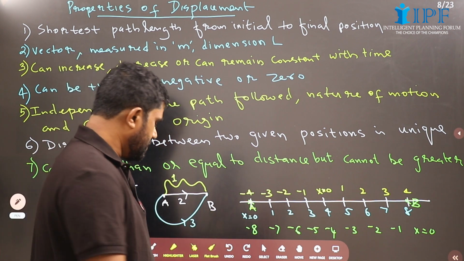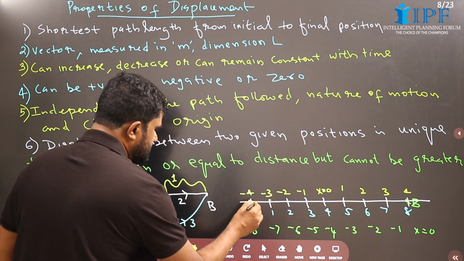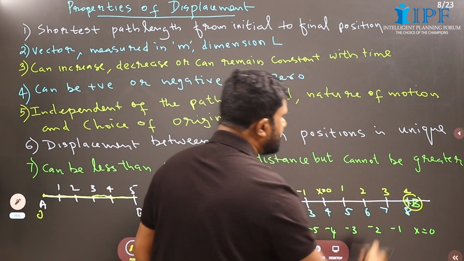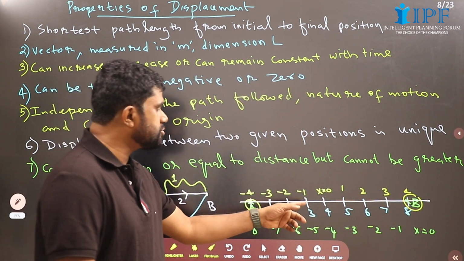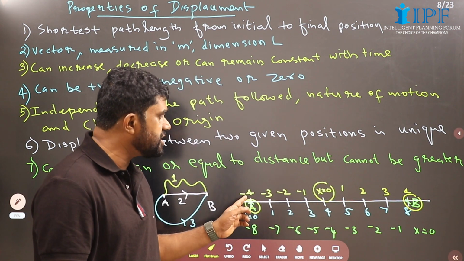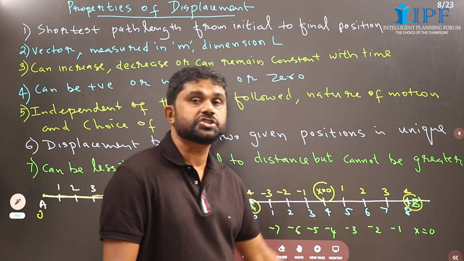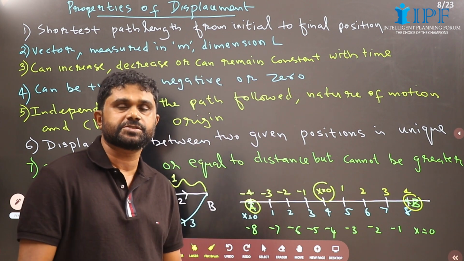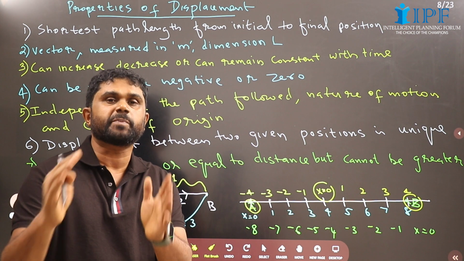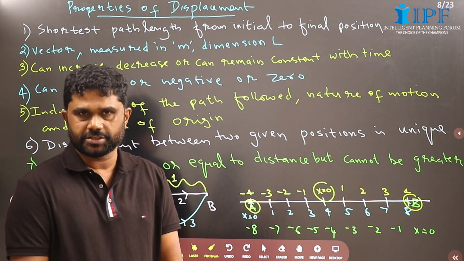Suppose the body moves from this position, say A, the initial position, to B, the final position. I have chosen this as the origin, x equal to 0. So the initial position is minus 4 and the final position is plus 4. What is the displacement? Final minus initial. So 4 minus minus 4, that is 8 units.